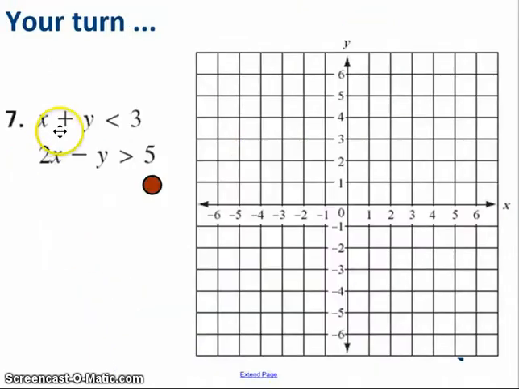Okay, now it's your turn. Here are 2 boundaries. Go ahead, draw those and shade the proper sides and identify the common region between those 2 shadings.